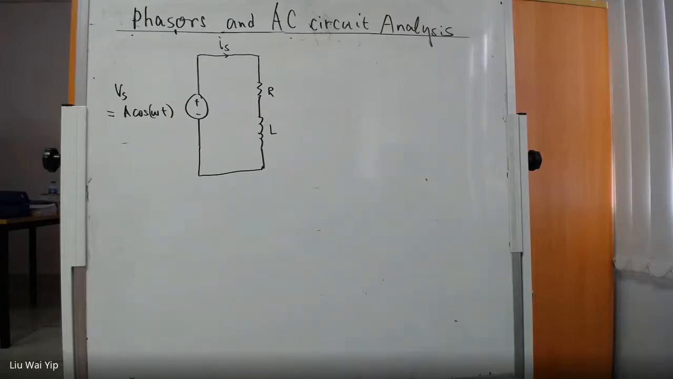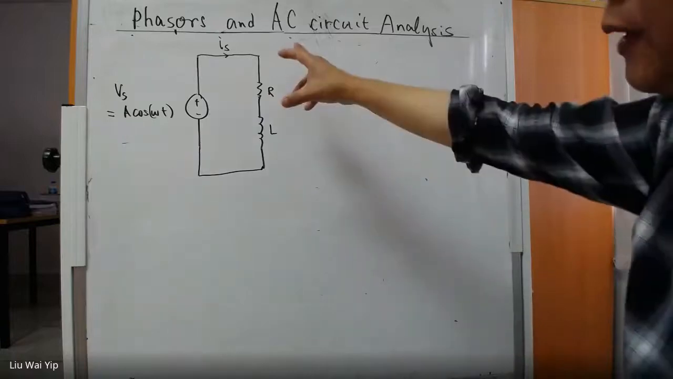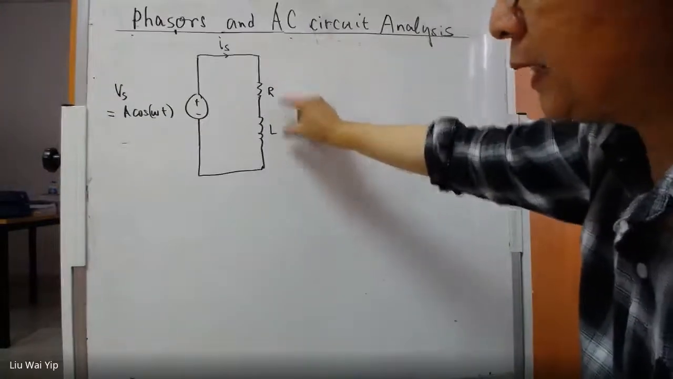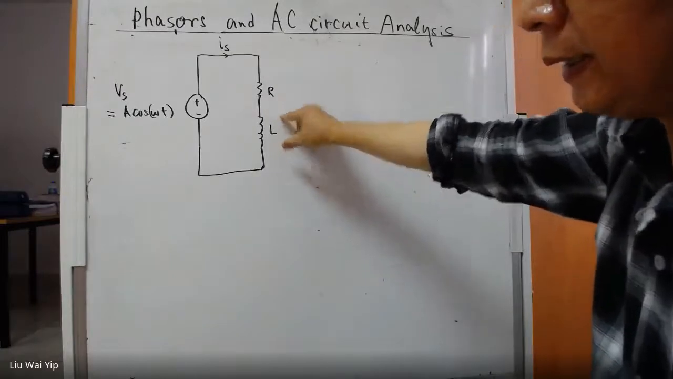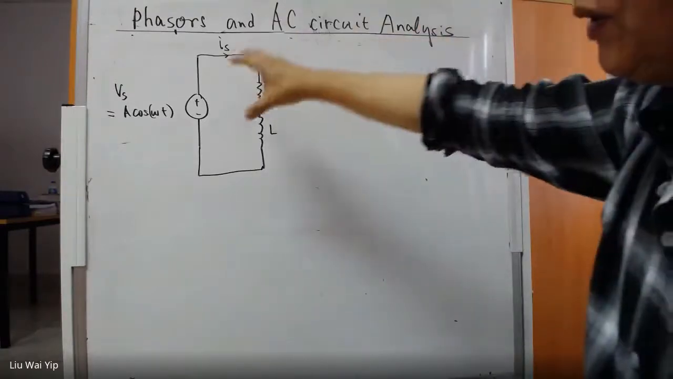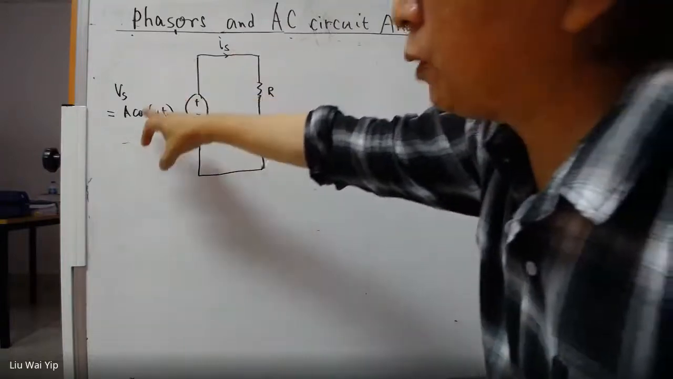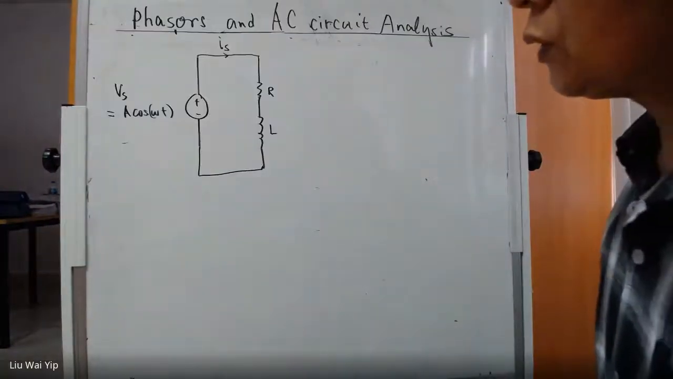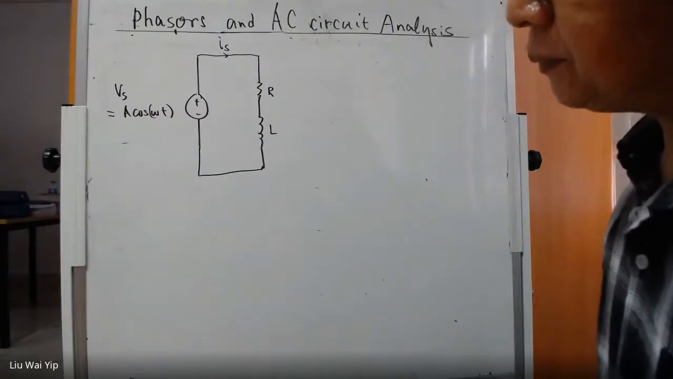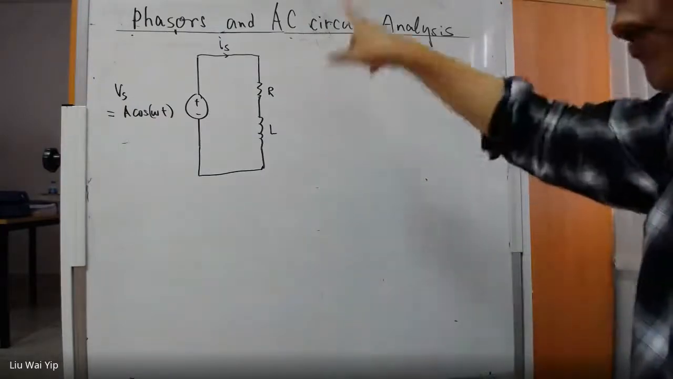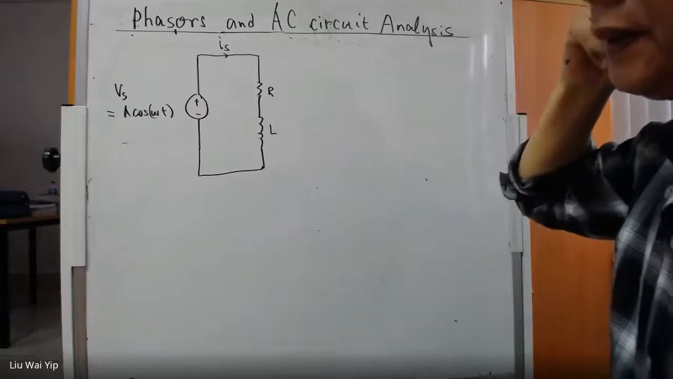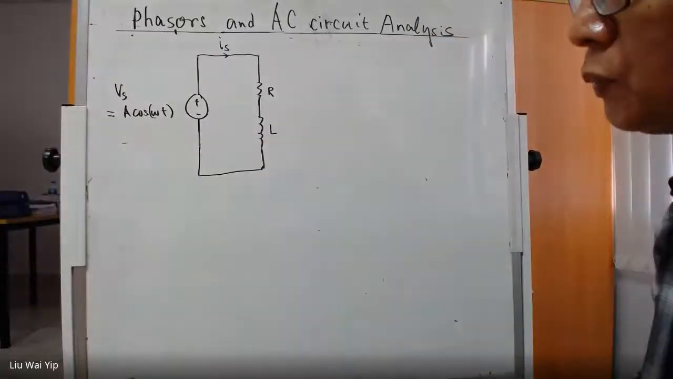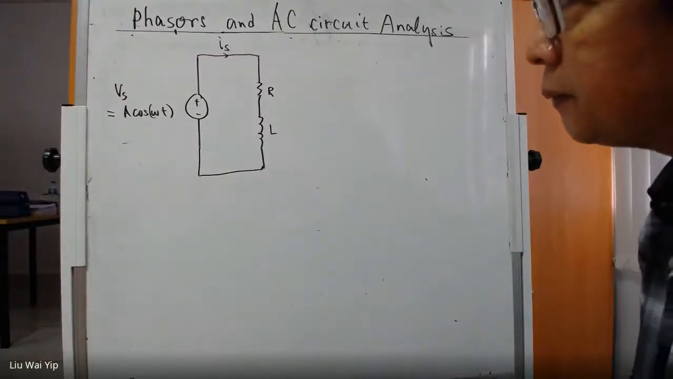To begin with, let's start with a very simple circuit. The circuit has only two elements, a resistor and an inductor. And the circuit is powered with a voltage source of A cos omega t. This is the sinusoidal voltage, and the amplitude of the sinusoidal voltage is A.